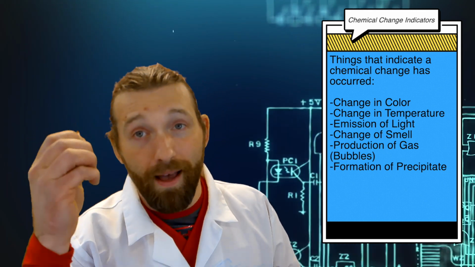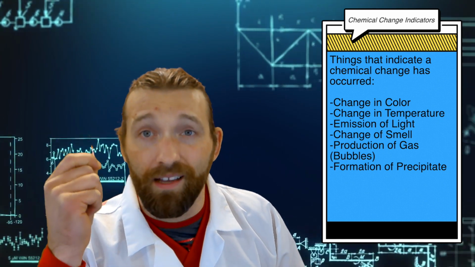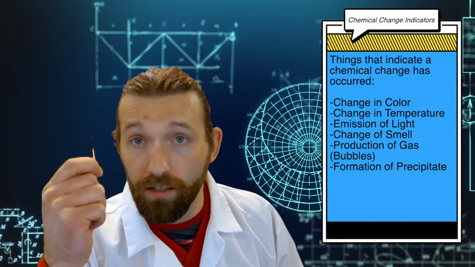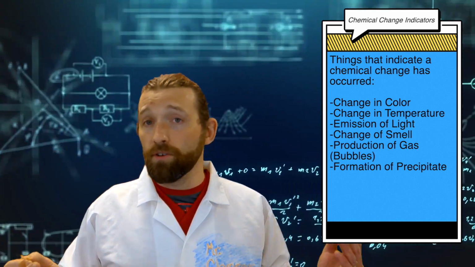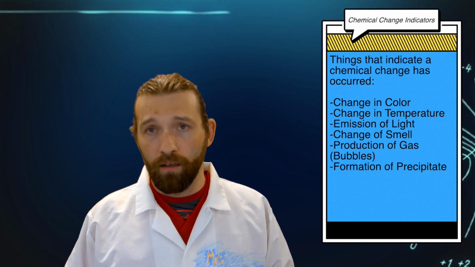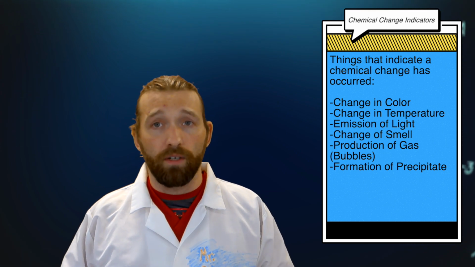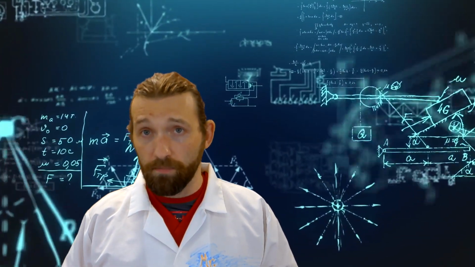For instance, this match didn't always smell burnt. That burnt smell is indicative of the chemical change of combustion, right? So these are all different things to look for if you're trying to identify whether or not you have a physical or a chemical change. Now, we're going to have some demos, so to speak, and you're going to have to figure out whether or not I'm showing you a chemical or a physical change.